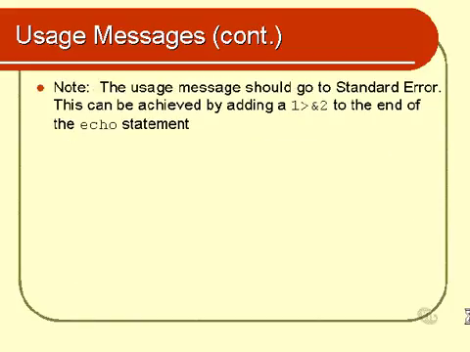And also note that it's a good idea for this usage message to go to standard error. It is, of course, an error message, so you can do that by appending a 1 greater than &2 to the end of the echo statement. And what that means is that standard output should go to the same place as standard error is going.